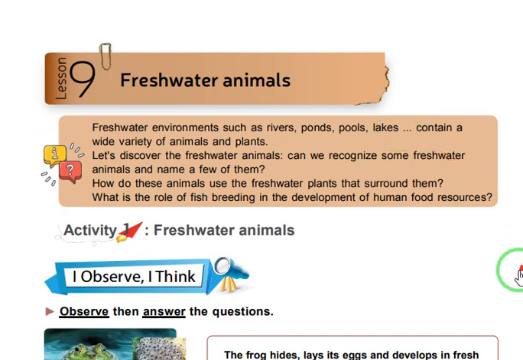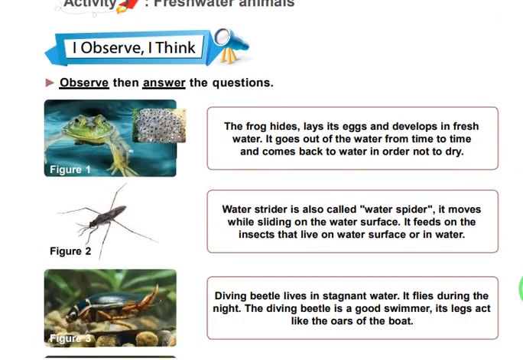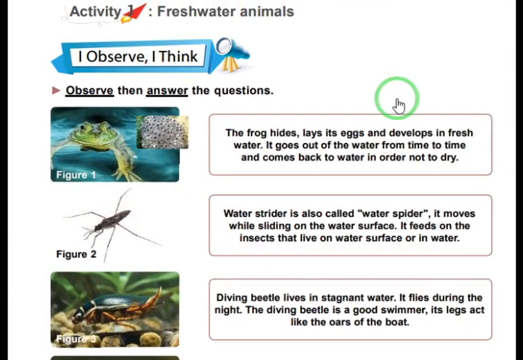Let's recognize activity 1 here. In this activity, we have different freshwater animals. This frog can hide, lay eggs, and also develop in fresh water. It goes out of water from time to time and comes back in water in order not to dry. Of course, we know that the frog is an amphibian and it has a moist skin. It can live in both water and on land.